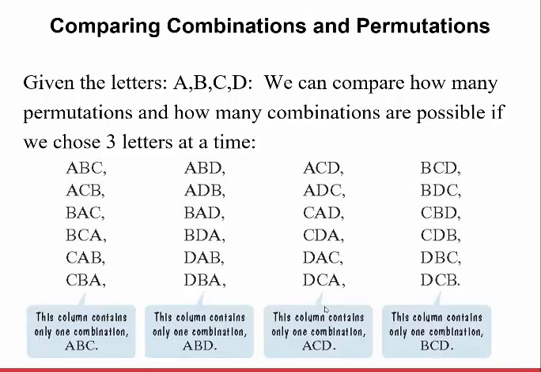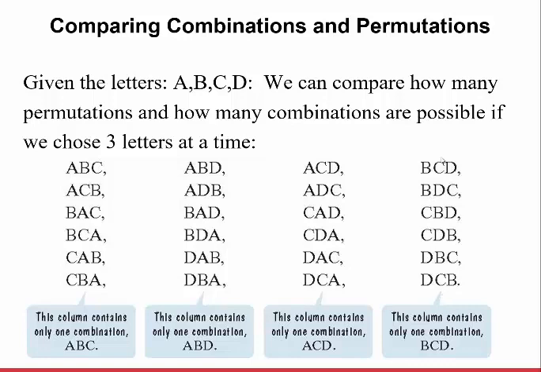Okay, let's do some examples, just to see the difference here. Given the letters A, B, C, and D, we can compare how many permutations and how many combinations are possible if we choose 3 letters at a time. What you're seeing here, this column contains only one combination, because they all contain the letters A, B, C. This column contains another combination of just the letters A, B, D, so the order doesn't matter here. Instead of saying there are 6 different ways to arrange A, B, D, we just say there's one way to select the letters A, B, D. You can see the same with A, C, D and B, C, D.